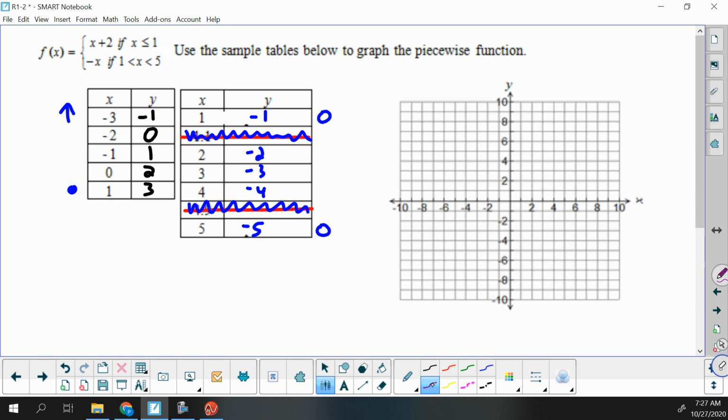So in the first table, I'm actually going to plot the bottom one first. So we have 1, 3 with a closed circle. Then we've got 0, 2, -1, 1, -2, 0, -3, -1, and we need to have an arrow then. So that is our graph for the first part.